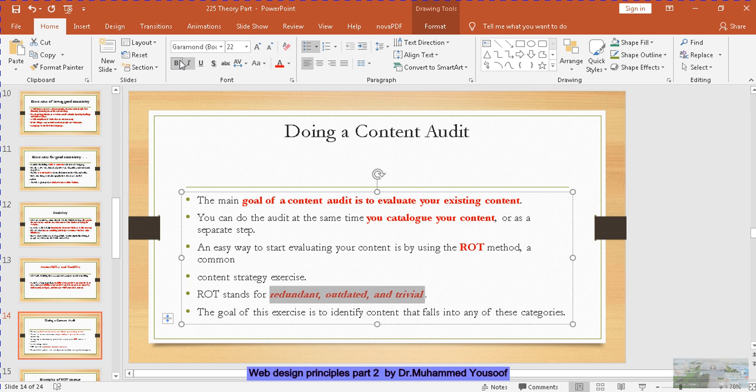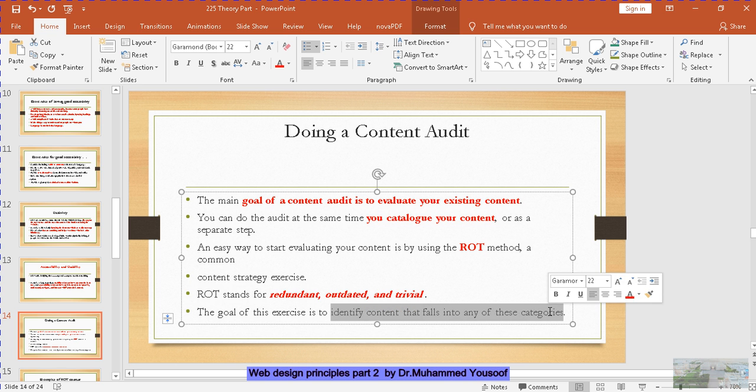ROT is a content strategy exercise which helps us to do the content audit, to evaluate each piece of content on a web page to decide which content is good to be kept and which is not. We can find this is repeated, this is outdated, and it is trivial. It will identify each of the content, and I will identify which contents fall into any one of these three categories.